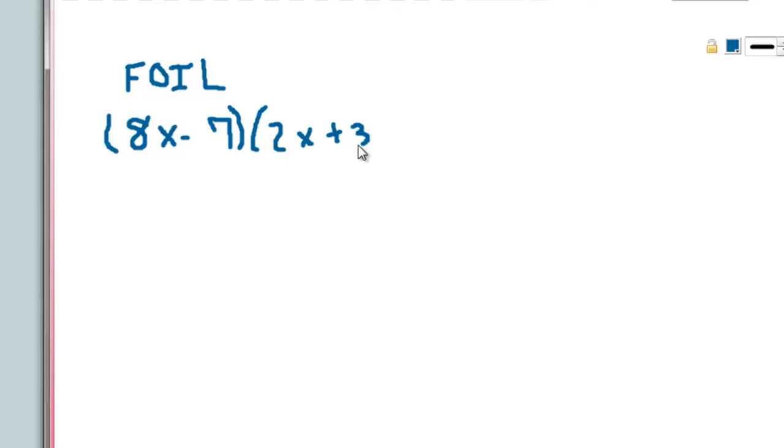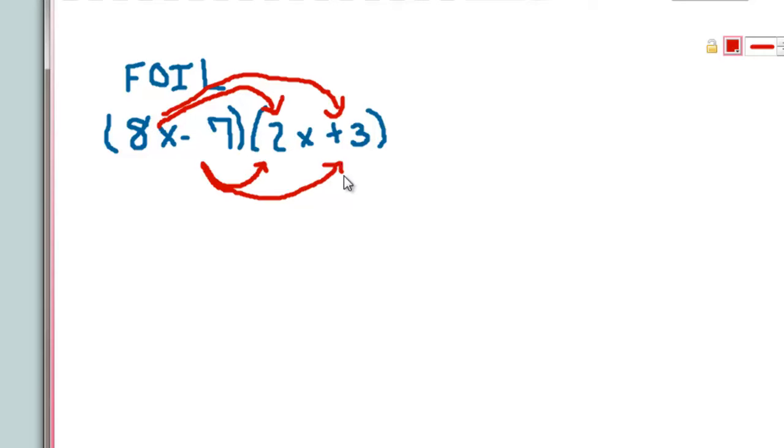What I mean by that is, FOIL has you go first times the first. And so that's the 8x times the 2x. And then O means outer, so 8x times the 3. And so what I mean by double distribution is, you have to distribute the 8x to both, like normal distribution. And then you have to distribute the 7 to both. That's where the double distribution comes into play, because you're distributing two things. So FOIL, first times first, outer times outer, then inner times inner, and then last. Either way you think about it, both are fine.